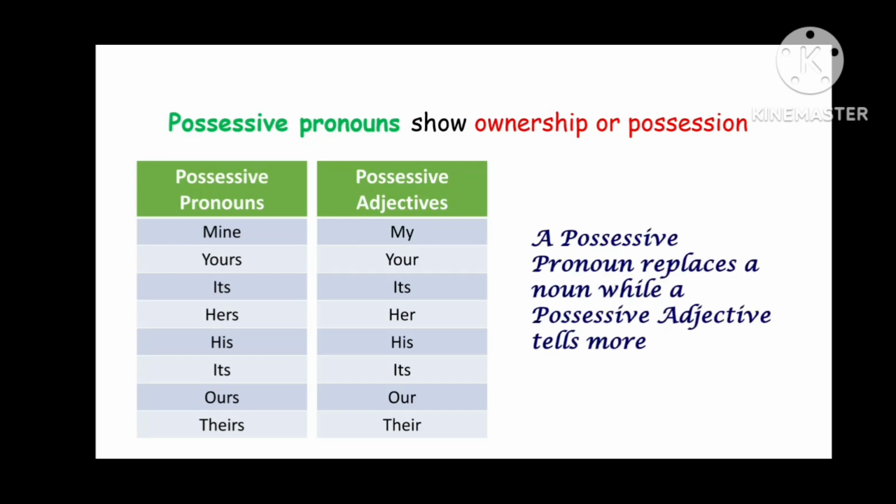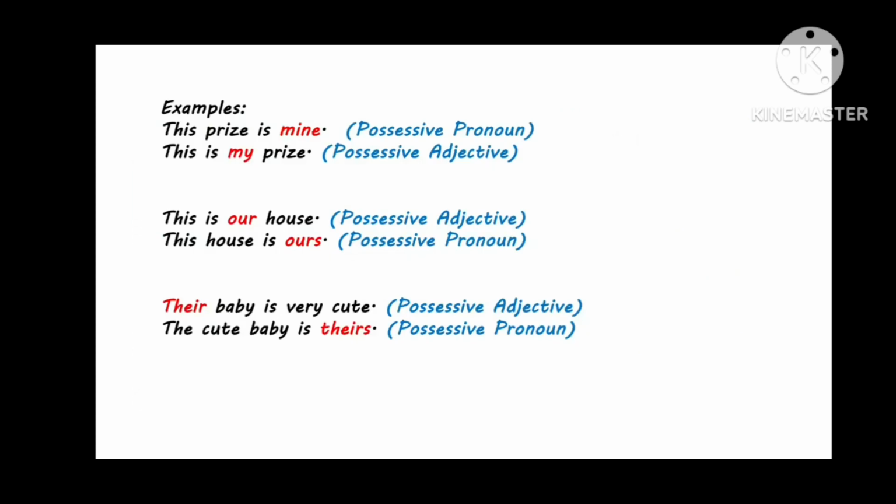A possessive pronoun replaces a noun, while a possessive adjective tells more about a noun or pronoun. That means it works as an adjective. It qualifies a noun or pronoun. Let's understand with the help of examples. In the first example, this prize is mine. Mine is possessive pronoun. This is my prize. My is possessive adjective. It qualifies the word prize, which is a noun. Hence, it is possessive adjective. This is our house is possessive adjective. This house is ours is possessive pronoun. Their baby is very cute is possessive adjective. The cute baby is theirs is possessive pronoun.